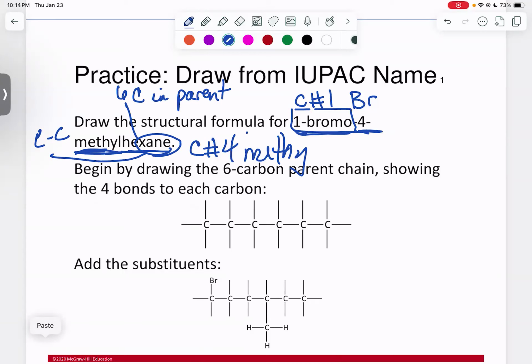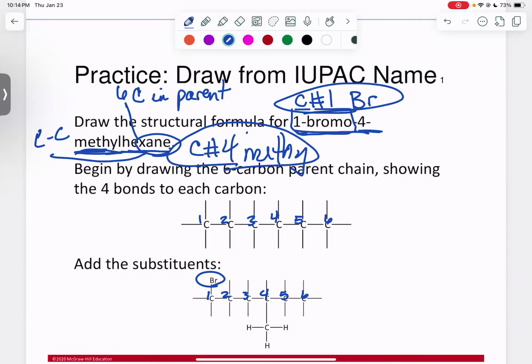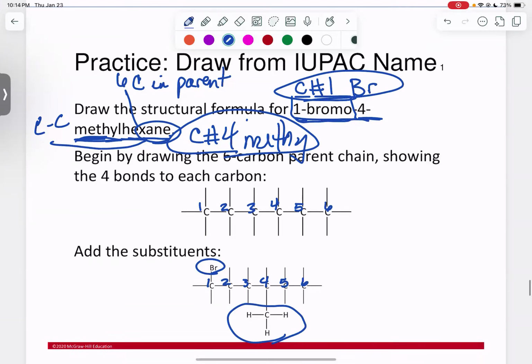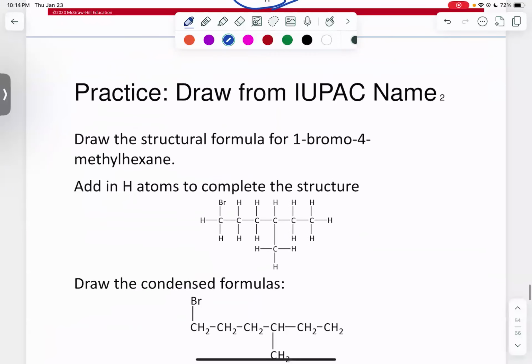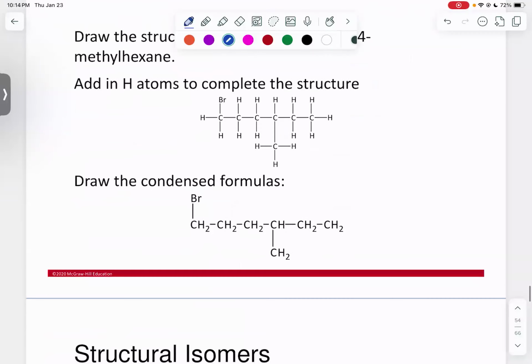So here they drew the 6 carbon parent. Then they added a bromine, and I would say you really need to number your carbons. 4, 5, 6. When you're drawing this on paper, you need to number your carbons. You're just going to be so much more successful. 3, 4, 5, 6. So now I can see coming off of carbon number 1, I need a bromo group. There's carbon number 1's bromo group. Then coming off of carbon number 4, I have my methyl group. And then all you have to do is add hydrogens to complete everybody's octet. And then you can draw your condensed formula, you can draw your skeletal formula, whatever's being asked of you.